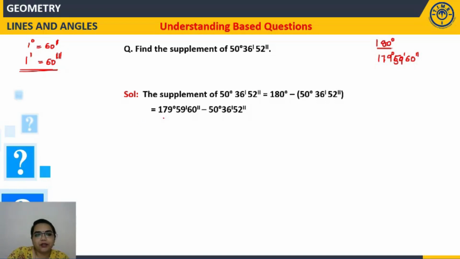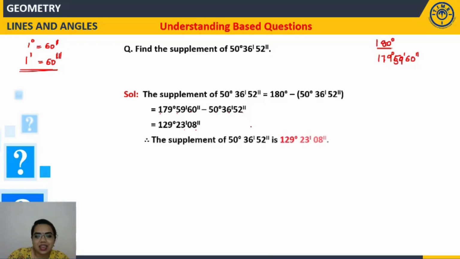Now find the difference: 179 degrees, 59 minutes, 60 seconds minus 50 degrees, 36 minutes, 52 seconds. What do you get? You can subtract. 60 minus 52 is 8. 59 minus 36 is 23. 179 minus 50 is 129. So 129 degrees, 23 minutes and 8 seconds is the supplementary angle of 50 degrees, 36 minutes and 52 seconds. Is this clear? So this is the answer. Let us move ahead.